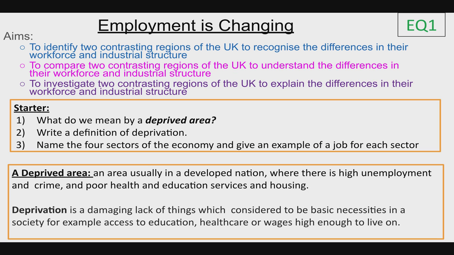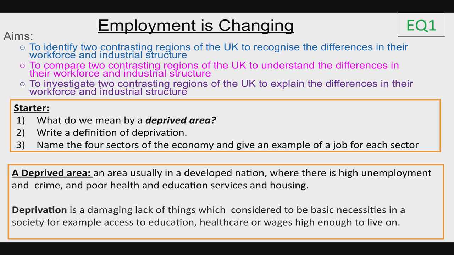Now, we can talk about deprivation in the UK, but deprivation is quite a relative thing. It's similar to inequality. It's where some people don't have as much as others. But it also refers to a damaging lack of these things. So it's not to say that you're just poor, but that you are so poor that it causes issues with health, education, crime, unemployment, and the rest. It's a damaging lack of things which are considered to be basic necessities in a society, for example, access to education, healthcare, or wages that are high enough to live on.